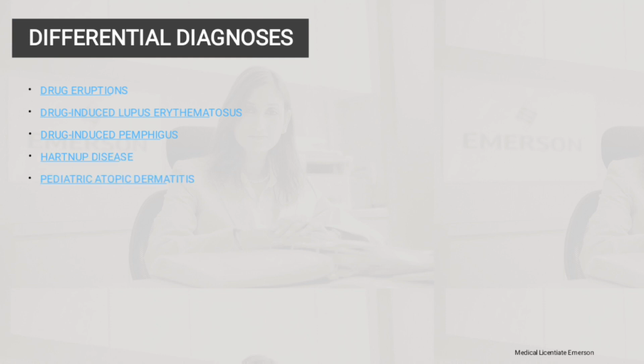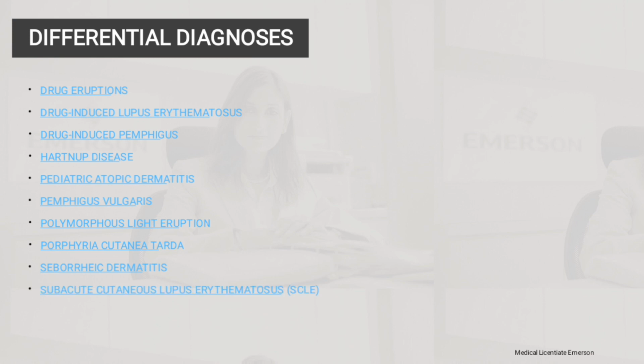Okay, then in terms of differential diagnosis, we can have drug eruptions, drug-induced lupus erythematosus, drug-induced pemphigus, Hartnup disease, pediatric atopic dermatitis, pemphigus vulgaris, polymorphous light eruptions, porphyria cutanea, candida, seborrheic dermatitis, subacute cutaneous lupus erythematosus.